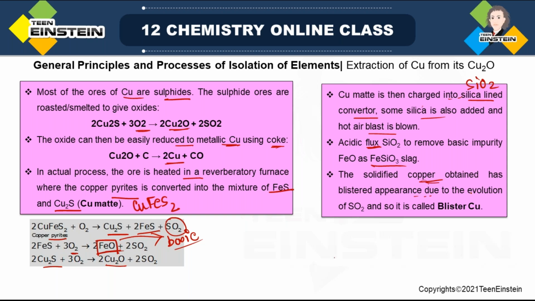Now the solidified copper that is finally obtained has a blistered appearance. Why does it have a blistered appearance? Some bubbles are formed on the surface of the copper, because SO2 is also removed in the form of gas. So that is the reason some bubbles form and there is generation of blisters. And that is why the final copper that you get is known as blister copper.